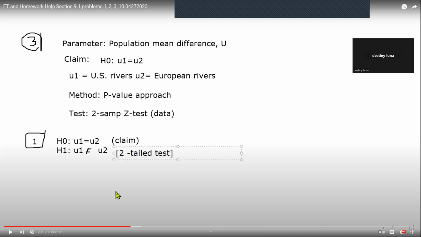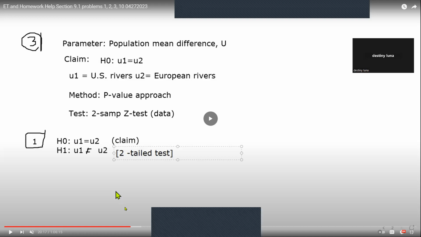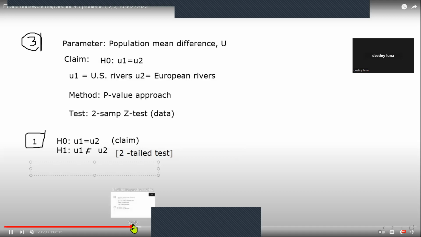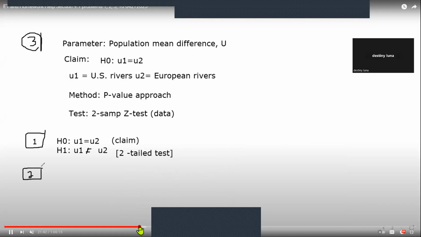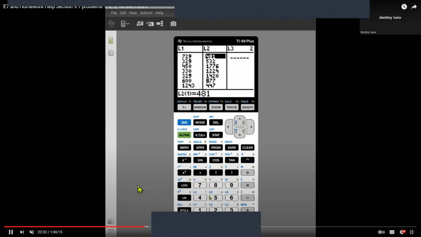And I guess for number two, it's the test statistic. Right, number two is the test statistic. So let me show you where that comes in. I go to the calculator and I show you here that, did I have it running? Yeah, I do.